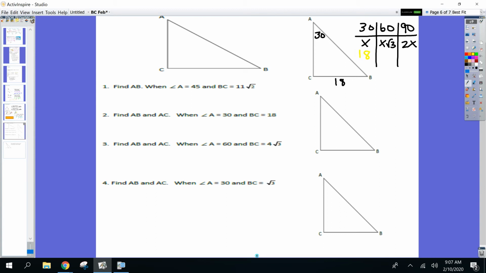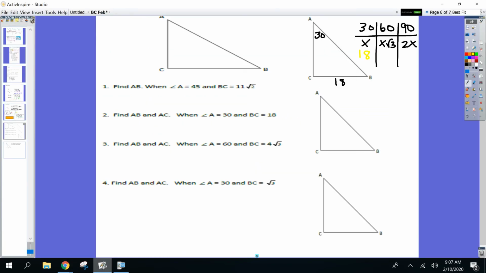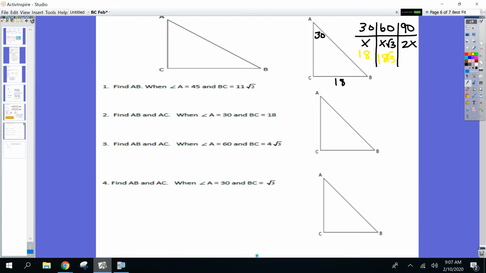And then I say to myself, can I fill in the rest of the chart now? If x is 18, what would be the side across from 60 now? 18 radical 3. I just take x, which was 18, multiply it by radical 3. And then how do you find the side across from the 90? 2 times 18. Everyone seeing how we're using the chart? 2 times 18, which would be what, Tyler? 36. Yep.